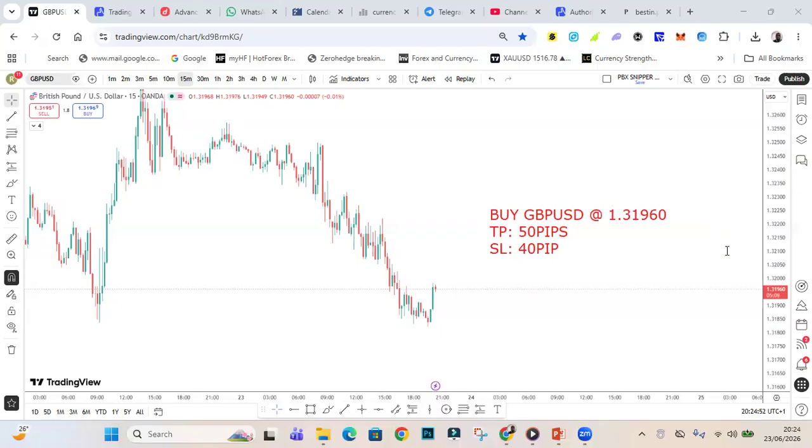All right. So please calculate this. Do your arithmetic. I'll be with you shortly. Do your arithmetic, and let's see what it will give to us. I already gave you the current market price. So 50 pips take profit, 40 pips stop loss, and we are buying.